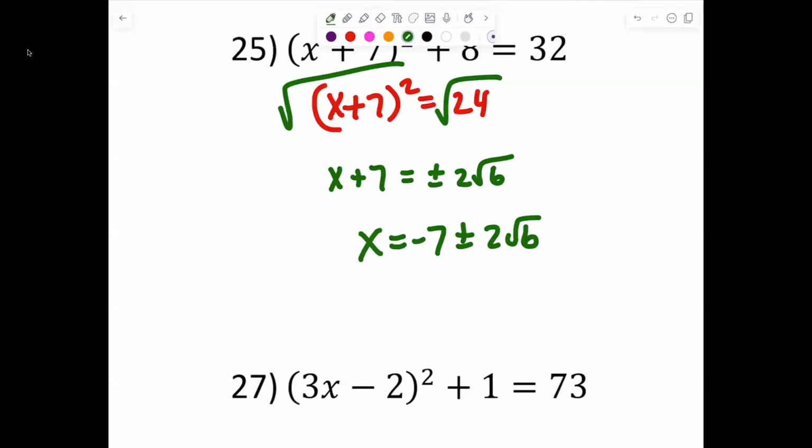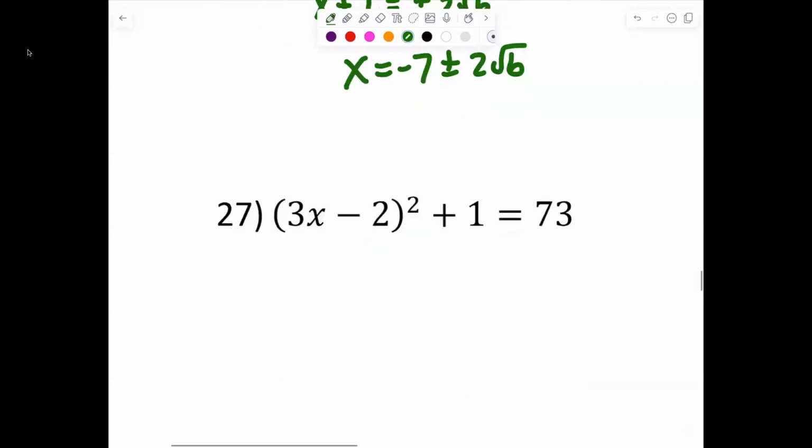Nothing to it. All right, now honestly, 27 is the hardest it can get. So if you understand 27, it's really simple. All right, so here we go.